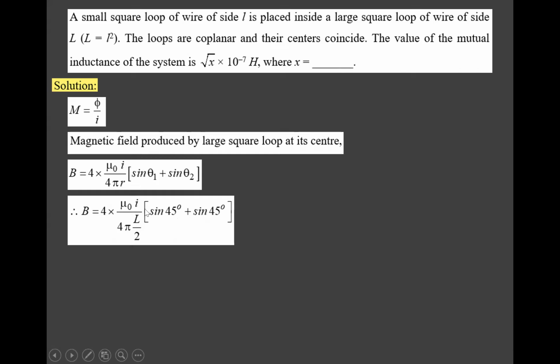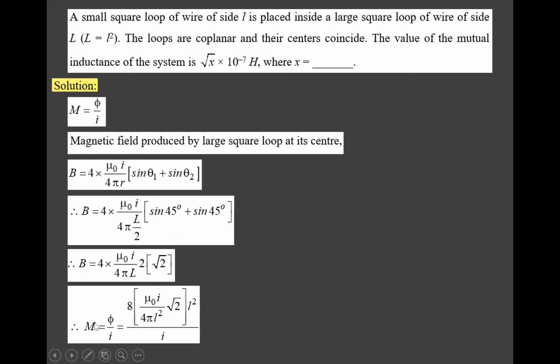Take these 2 in numerator. So we will get B equal to 4 into mu 0 I upon 4 pi L into 2 root 2. Clear? Now, flux associated with the smaller loop, because the smaller loop is placed at the center of this larger one, is B into A. And if we divide it by the current through the larger one, we will get the mutual inductance.